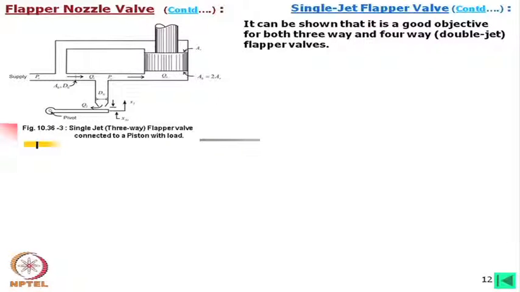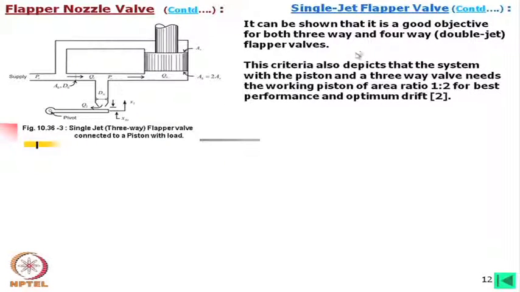4-way means double jet. Remember, when there is another nozzle in the opposite direction, which we call the double jet, this will be the 4-way flapper valve. This criteria also depicts that the system with the piston and 3-way valve needs the working piston of area ratio 1:2 for best performance and optimum drift.